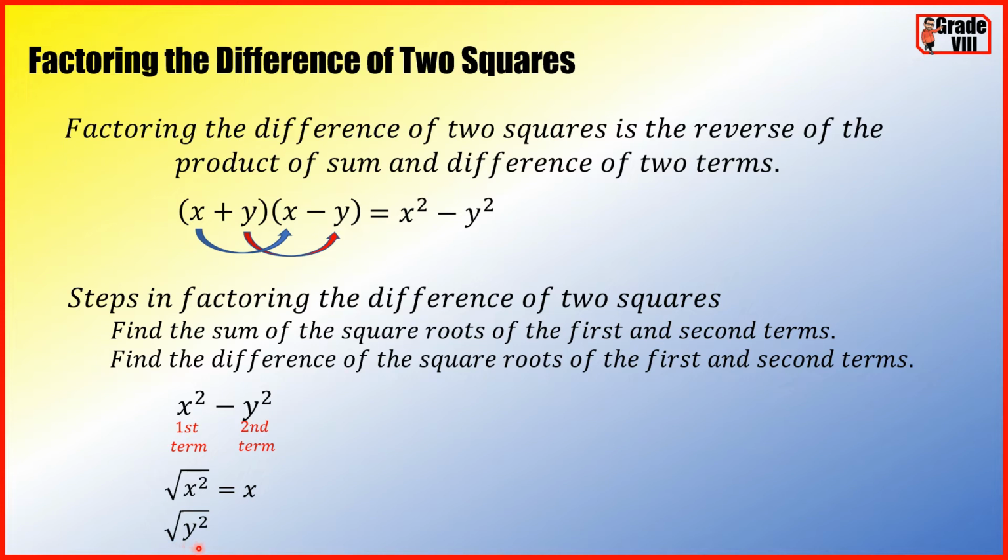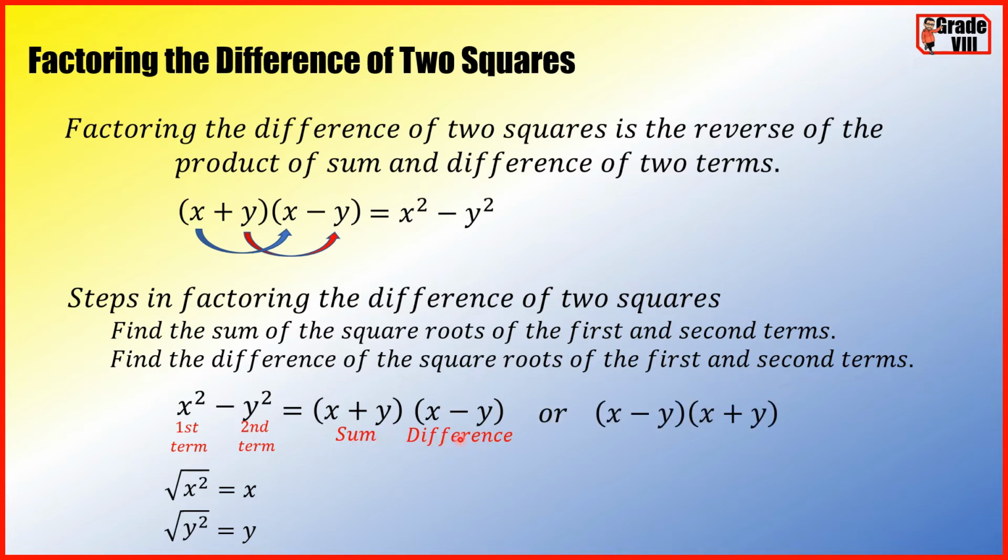Next, square root of y squared. 2 divided by the index which is 2 and that is 1. So y raised to 1 or simply y. Then kunin na natin yung ating sagot dito na x saka y. So x plus y ating sum at yung difference naman ay x minus y. So ito na yung ating sagot. Or pwede rin ang x minus y times the quantity of x plus y.